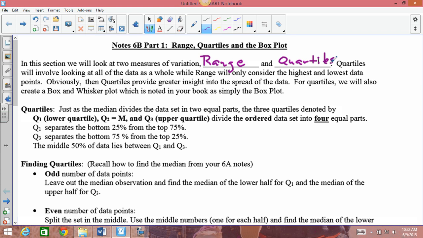Quartiles will be more telling than range will. As you can see from the formula for range on your formula sheet, range is just the highest data value minus the lowest data value. All it really tells you is the spread from your lowest data point to your highest data point. It doesn't tell you quite as much as quartiles will, so we're going to spend the bulk of our time focusing on quartiles.